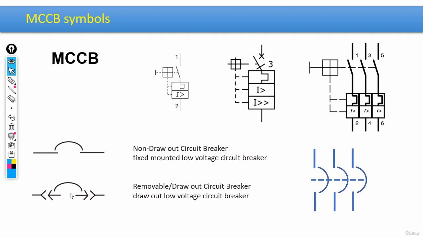And, guys, we have some more peculiar symbols that you can actually see here. Like, this one is used for draw-out circuits. And again, don't forget, we're still talking about the NEMA standards, the American symbols. And this one is, for example, used for fixed circuits, okay?